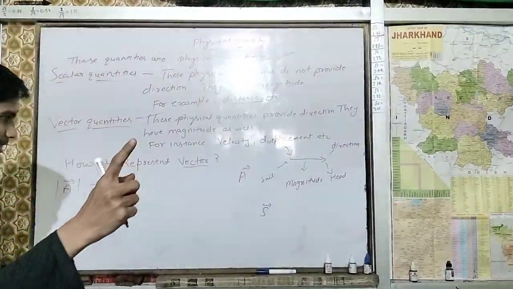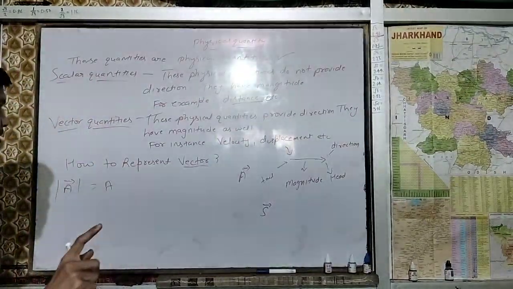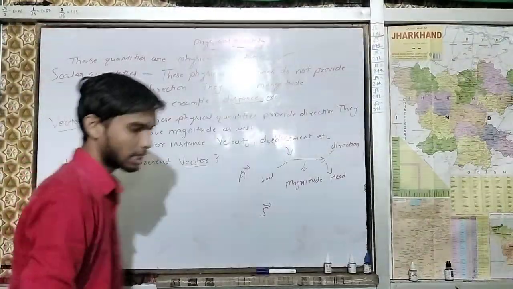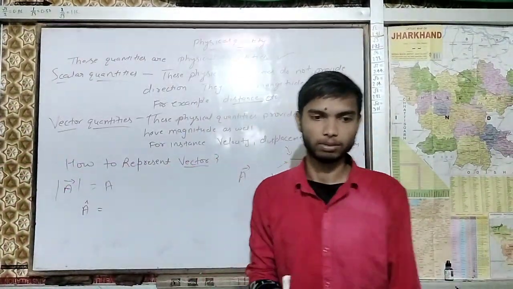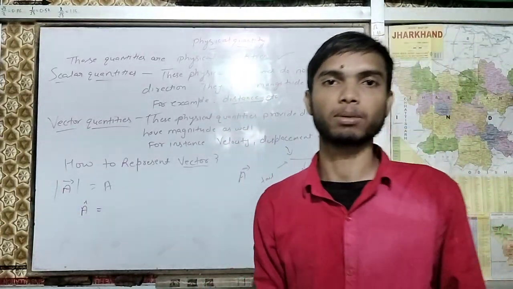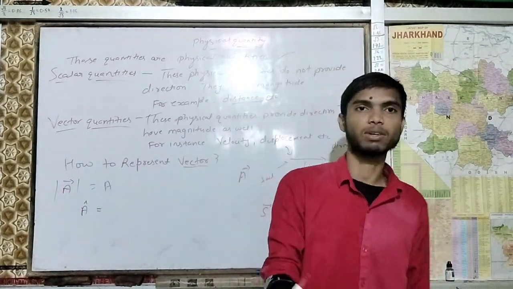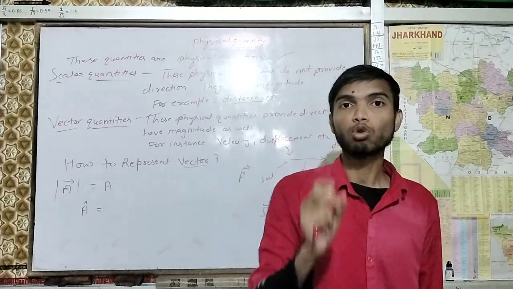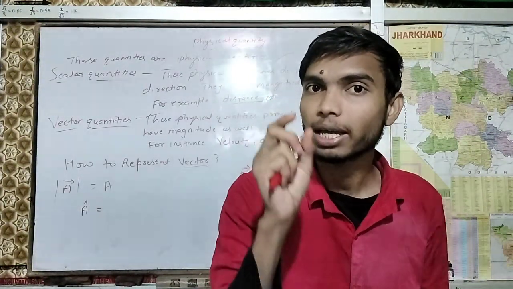Now one more thing, which is about unit vector. This a cap, it is a type of vector which is known as a unit vector. Unit means magnitude is 1 and direction is specified. So this unit vector is used for a specified direction.